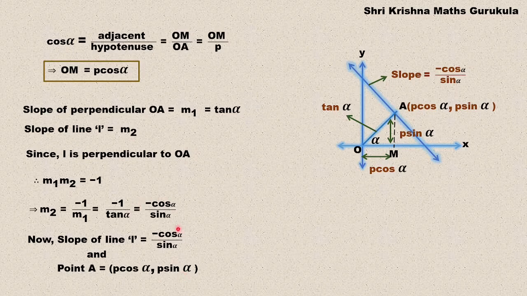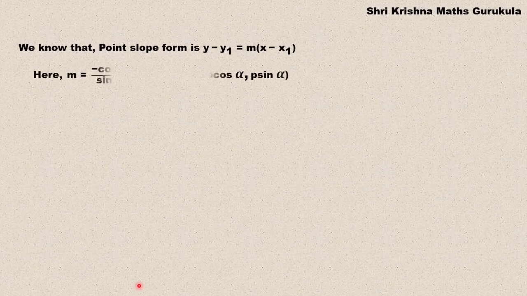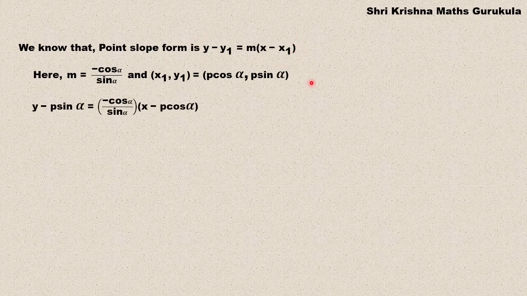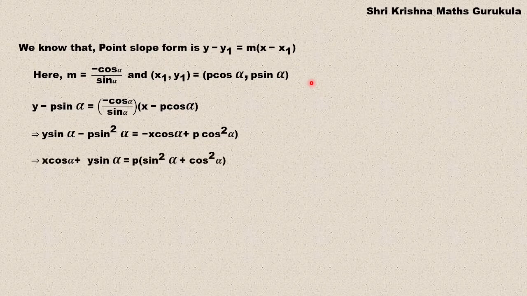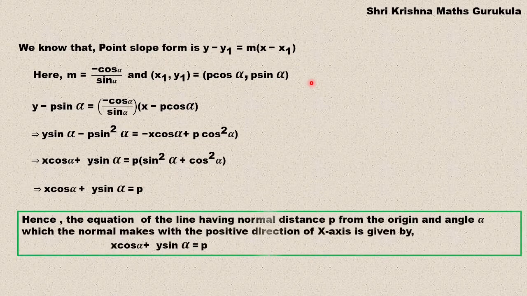Understood? So after finding the slope and a point on the line, we are using the point slope form of equation of the line. When a point on the line and slope of the line is known to us, we can find the equation of the line. This is the standard form. We have used that. We have substituted in the standard form, and on simplification, we have got the equation of the line as x cos alpha plus y sin alpha is equal to p.